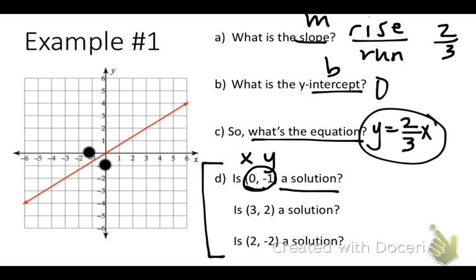If the number is on the y, then we're looking for the one that's on the y-axis. And so that would be this point. Is that a solution? Meaning, is it on the line? The answer is no. What about the point 3, 2? That's right there. Is that a solution? Well, it's on the line, so the answer is yes. And last but not least, the point 2, -2, which is right here. Is that a solution? The answer is no.